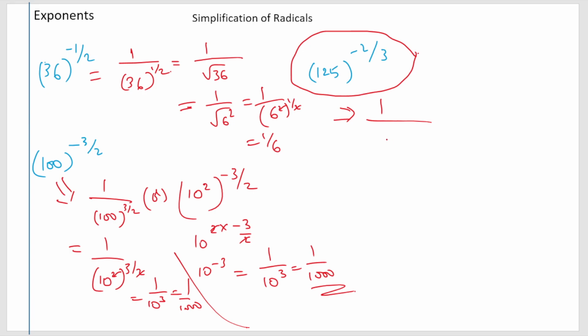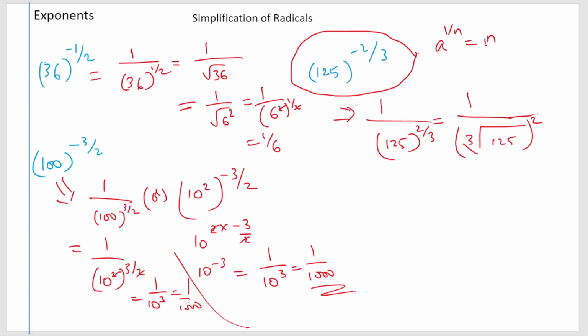1 by 125 whole power 2 by 3. Okay, so 1 by cubed root of 125 whole square. This is what it is meant, right? It's not something new, it's a thing which we discussed earlier also. See, a power 1 by n is equal to nth root of a. The same thing I wrote here.